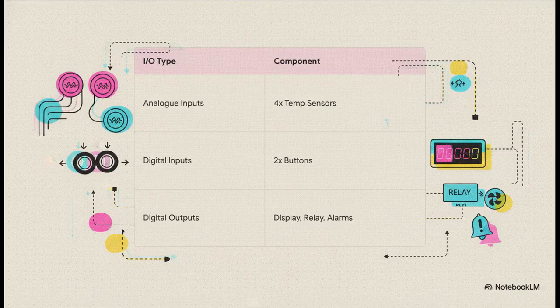So from that block diagram, we can create our I/O budget. It's just like accounting. We need 4 analog inputs for those sensors and 2 digital inputs for the buttons. For outputs, we need a bunch of digital pins to run that 7-segment display, one for the compressor relay, and at least 2 more for the alarms. Once you tally all that up, the engineer knows exactly what to look for in a microcontroller.